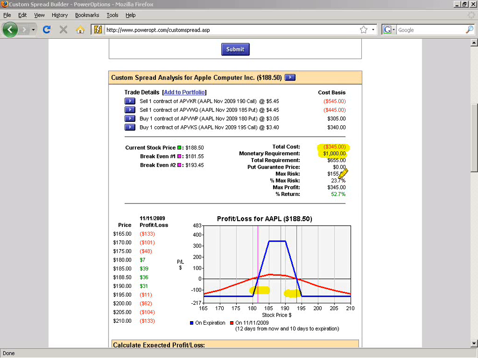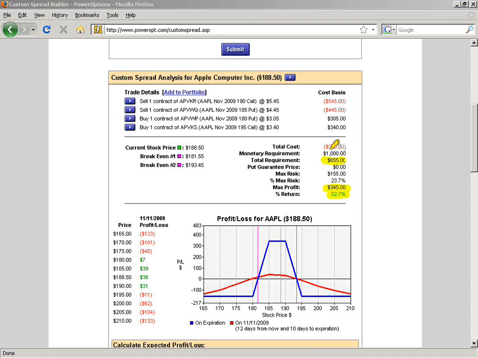Now, my maximum risk is still pretty high. It's higher than I like to take on any position. It's about 24%. I can lose $155 off the standard investment there. That gives me a 24% risk. But notice how the return, not the monetary maximum profit, but the percentage return is much higher. Okay? Because technically the total monetary requirement is only $655. I can make $345 off of that investment of $655. That's a potential return of 52.7% of my margin amount.